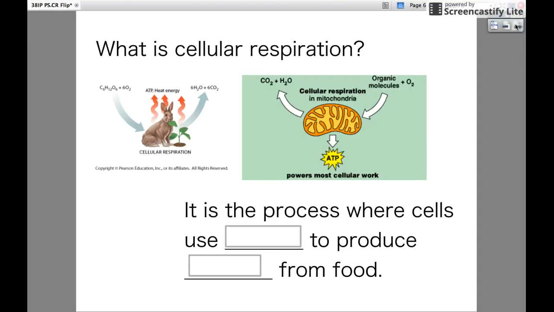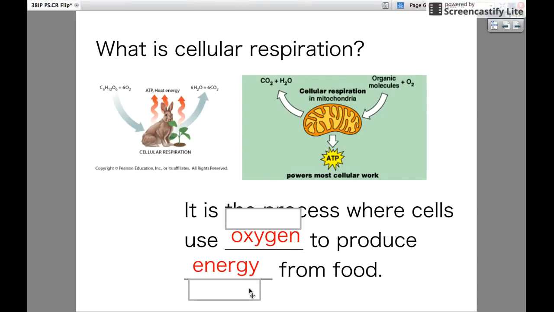So what is it? It is the process where cells use oxygen to produce energy from food. So as a human, or as an animal like this rabbit up here, you breathe in oxygen, you take in food, and your body uses that oxygen to break apart the food to give you energy.